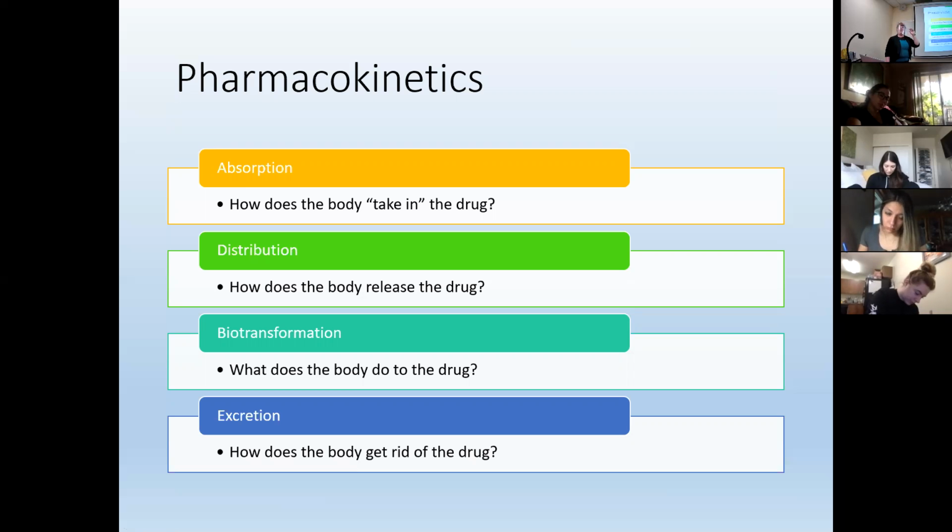How is it going to take it in? What is it? How is the body going to react? And we'll look at the different types of application that we do in a moment. Then how is the body going to distribute, or how is it going to release the drug? And many of our medications come with isomers, and there are active isomers and inactive isomers.